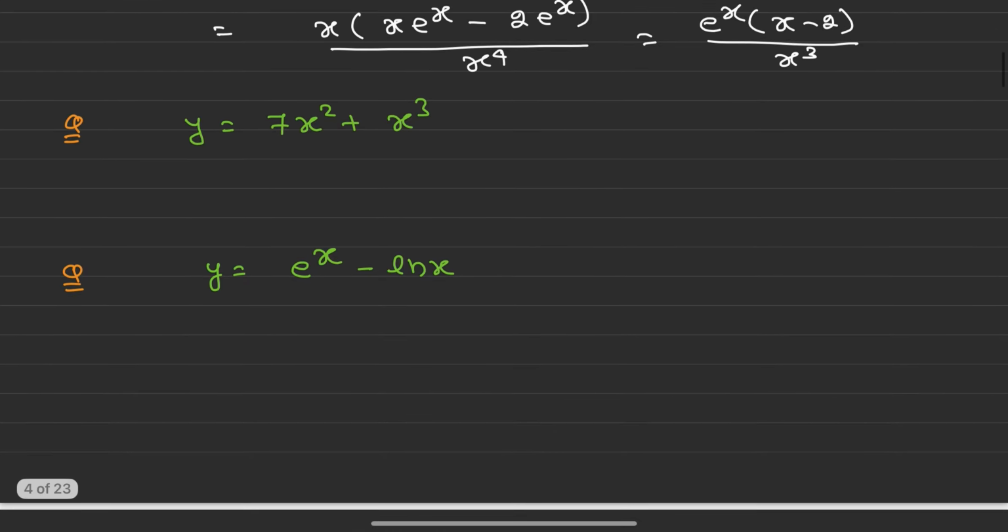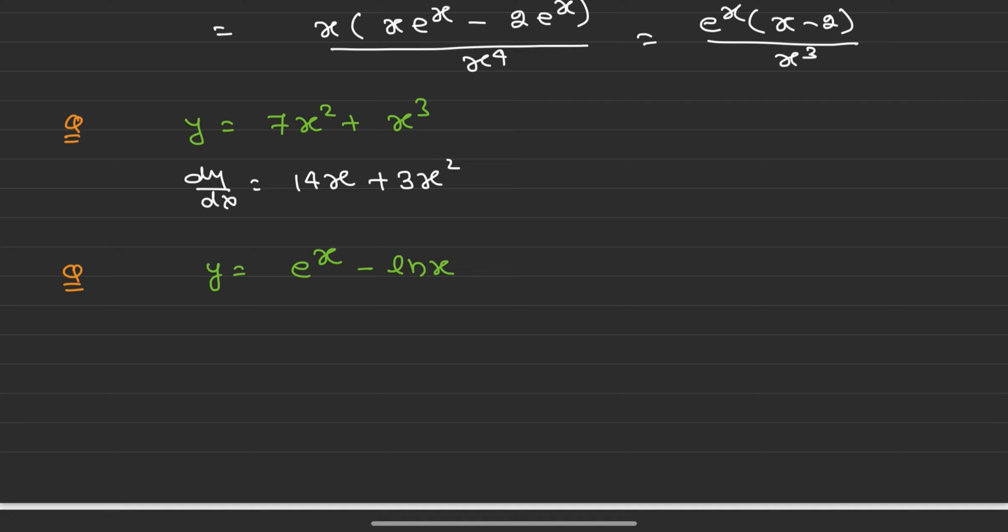So next we are having 7x square plus x cube, meaning we are having two functions in addition. We discussed about it: you can differentiate them separately and write down the answer. So you can say directly here dy by dx value will become equal to what? x square derivative will become 2x, 2 into 7 will become 14, so it will become 14x plus 3x square. As simple as that. Now let's continue.